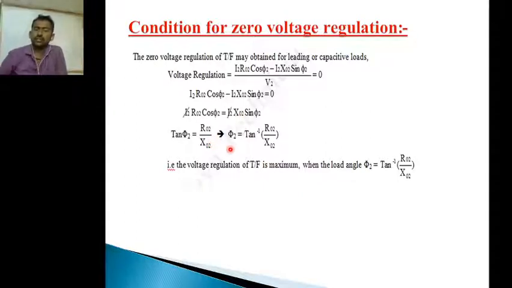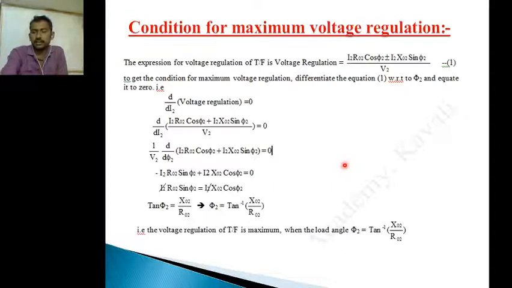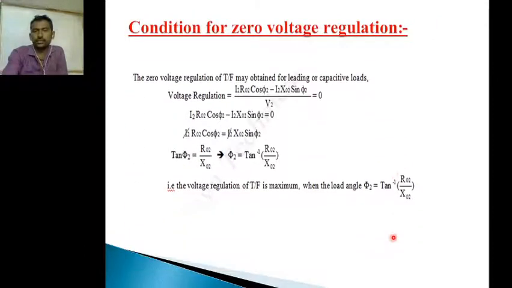So the voltage regulation of the transformer is minimum when the load angle is tan inverse of R02 by X02. Here we have said maximum, which is the wrong statement. For the minimum regulation, that means zero voltage regulation, the load angle should be tan inverse of R02 by X02. For maximum regulation, the load angle should be tan inverse of X02 by R02.